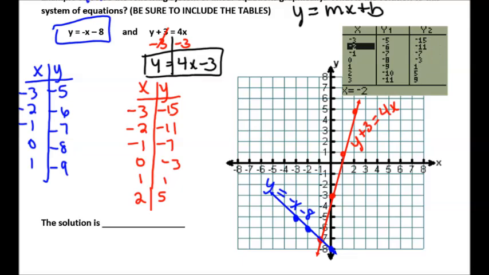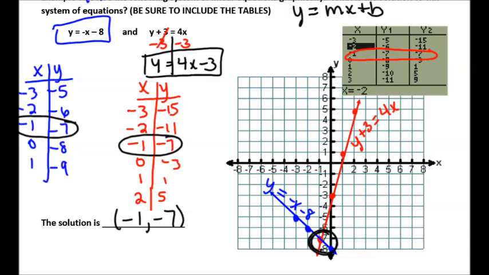Now, looking to find out what the solution is. Again, we can look at the graph to see this point right here is -1, -7. Or we can look at our calculator, find where the y's are the same, and that will be our solution point. Or we can look at the table that we copied down and see which point is on both tables. Okay, a lot of different options here.